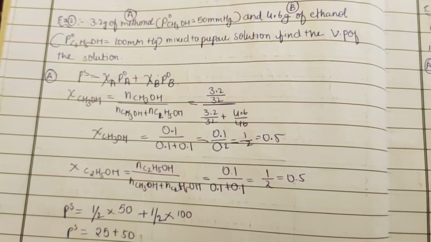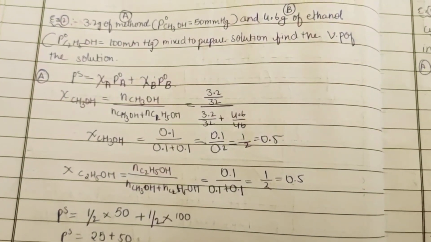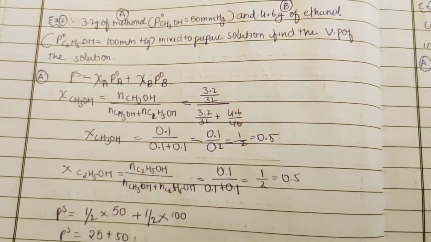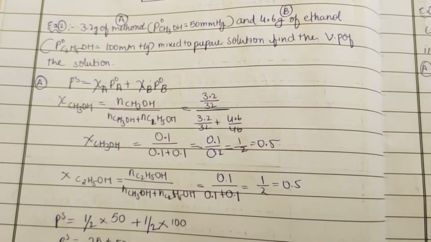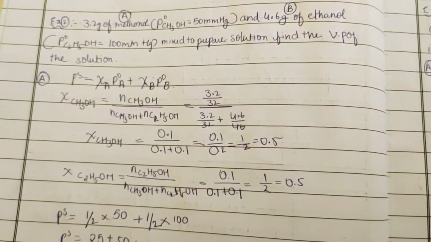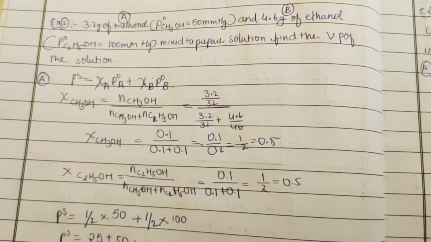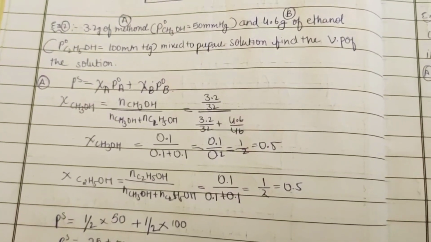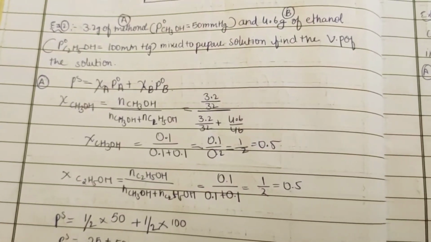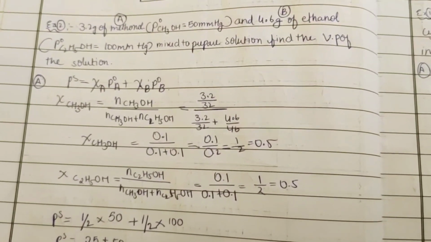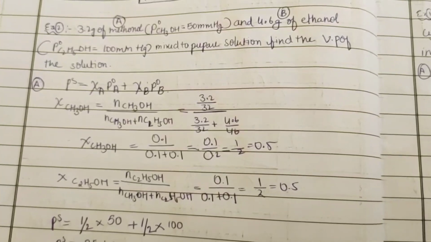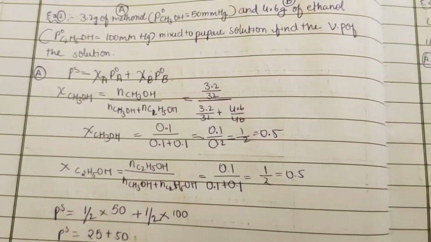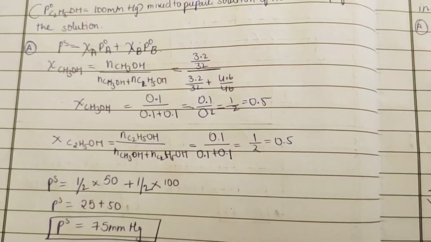Find the vapor pressure of the solution. Ps equals chi A P naught A plus chi B P naught B. Here we'll take the mole fraction of CH3OH, which is the number of moles of CH3OH divided by the total moles in solution. So 3.2/32 divided by 3.2/32 plus 4.6/46. We'll get 0.1/(0.1 + 0.1) = 0.1/0.2 = 1/2 = 0.5.